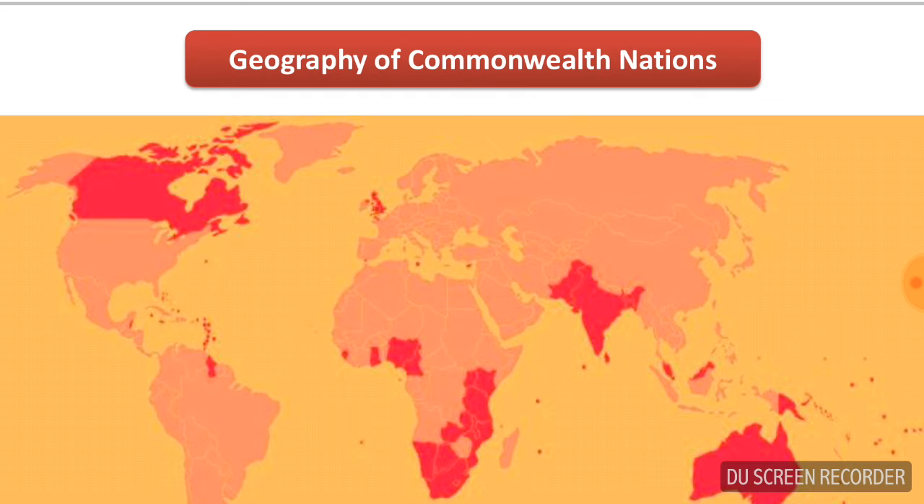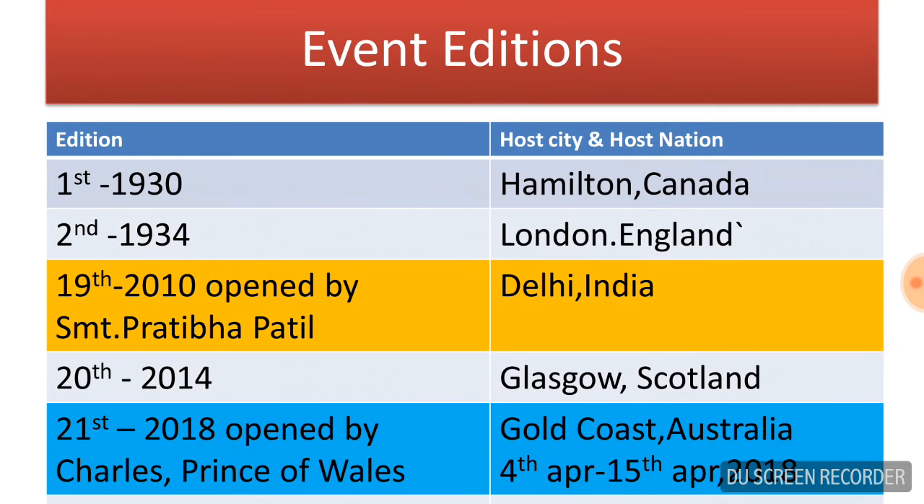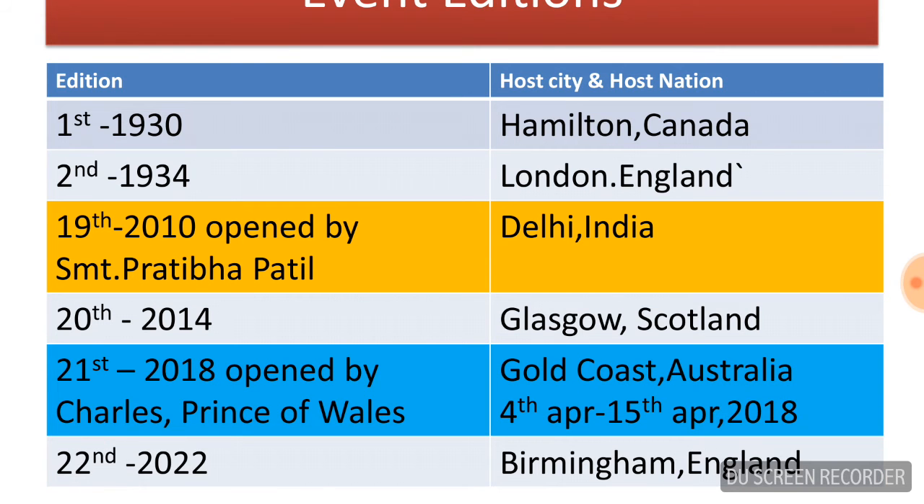Now let us see the event editions. I haven't considered all 20 to 21 events, but I have covered the important ones. The edition versus host city and host nation: the first event occurred in 1930, host city was Hamilton and host nation was Canada. The second happened in 1934 in London, England. The 19th I have highlighted because India was the host nation, and this event was opened by Srimati Pratibha Patil.